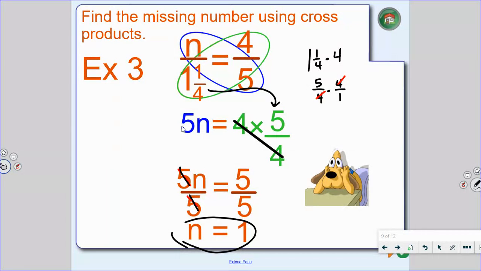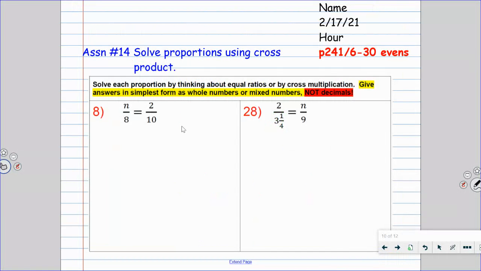That, ladies and gents, is what we have for cross products. That's all I have for examples. I will give you a couple to do on Kami, and then you're going to finish the rest on paper. Again, please notice what I wrote before. No decimal answers for today, ladies and gents. All answers please write in simplest form as either a whole number, a mixed number, a fraction, whatever the case might be. Thanks so much, folks.